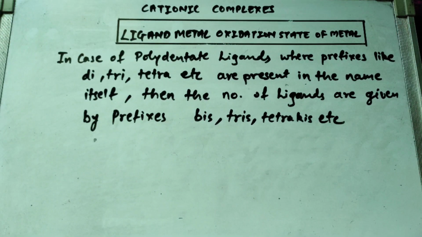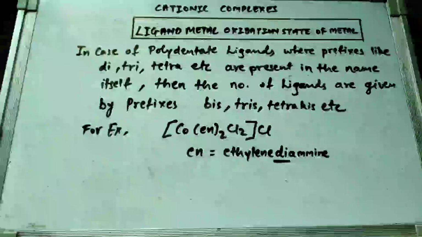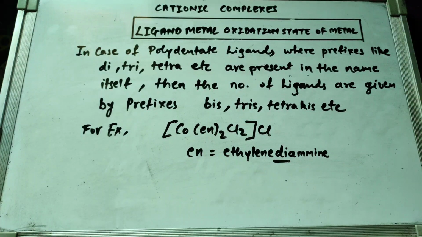In case of polydentate ligands, where prefixes like di, tri, tetra, etc. are present in the name itself, the number of ligands is given by using different prefixes like bis, tris, tetrakis, etc. Bis is used instead of di, tris instead of tri, tetrakis instead of tetra, and so on. For example, in the following complex, en is the abbreviation for the ligand ethylene diamine. Now, as the di prefix is already present in the name, we cannot say diethylene diamine. So instead, we say bis ethylene diamine.